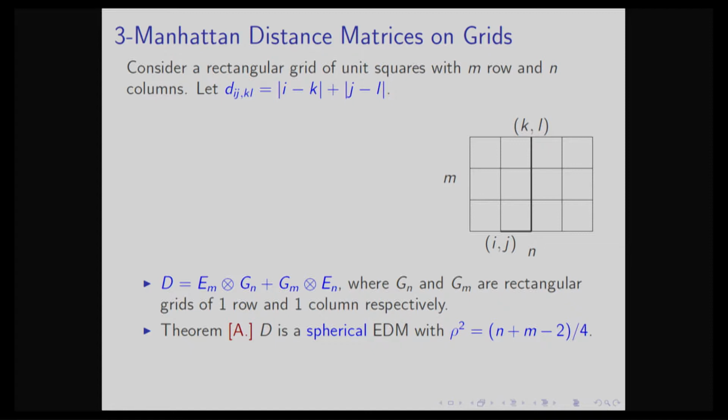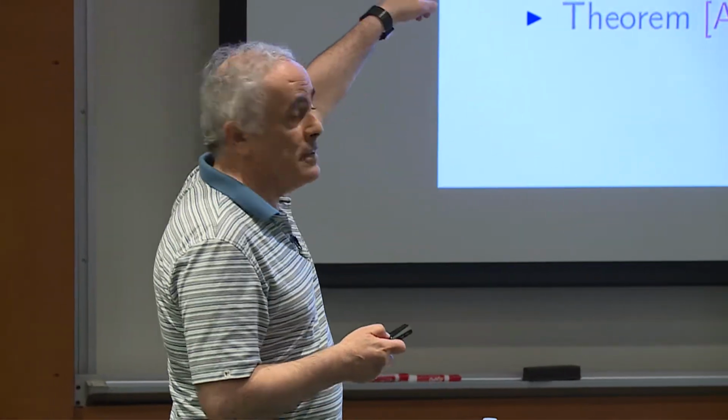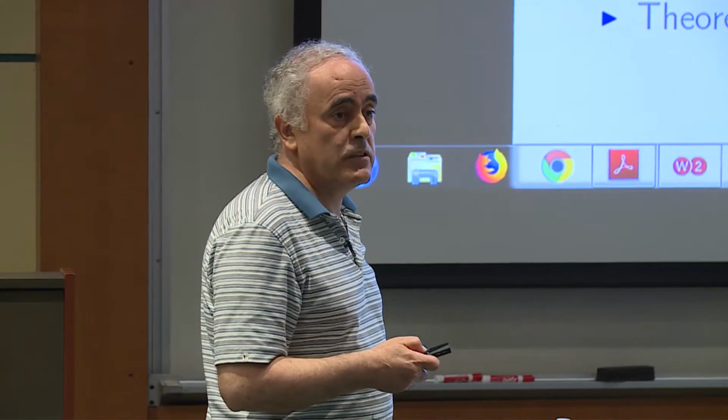Now, these matrices appear in the quadratic assignment problem library. There is a talk today, I think, about the quadratic assignment problem. In the library, there are a bunch of examples called Nugent, and these are known to be difficult to solve. These are exactly Manhattan distance matrices on grids.